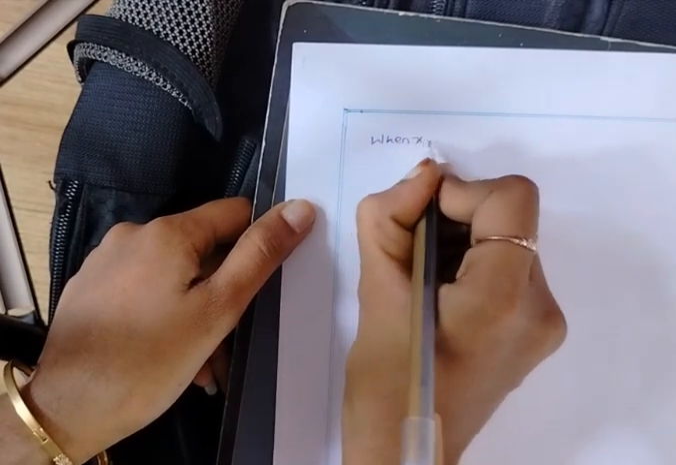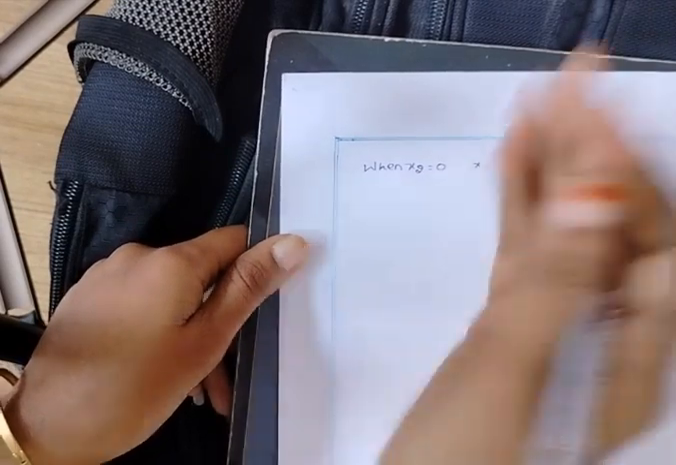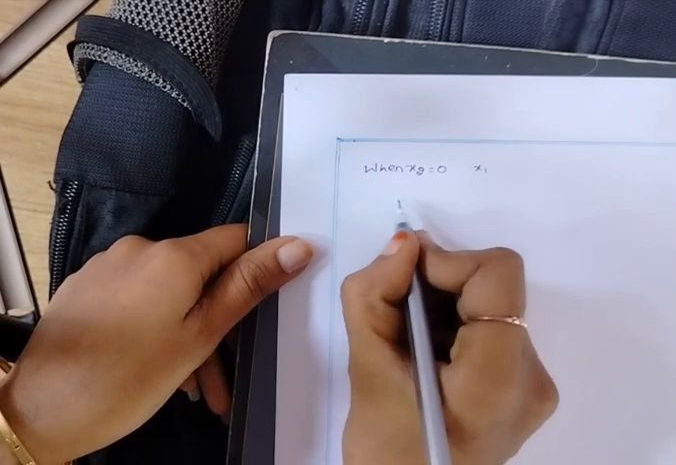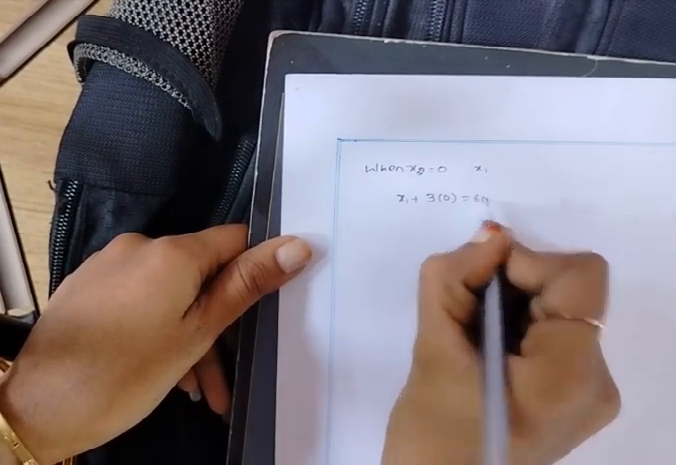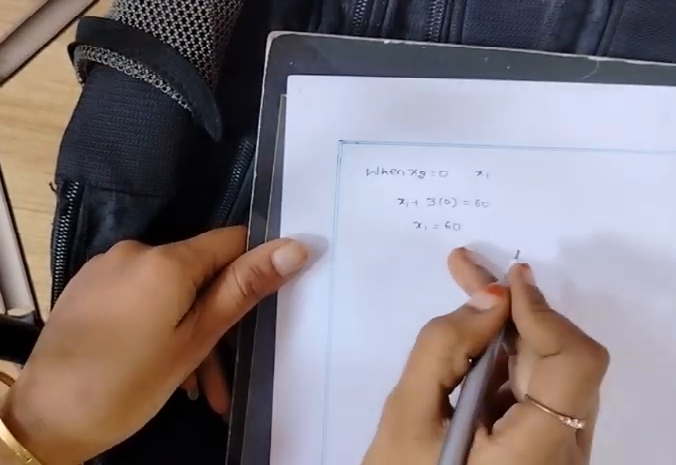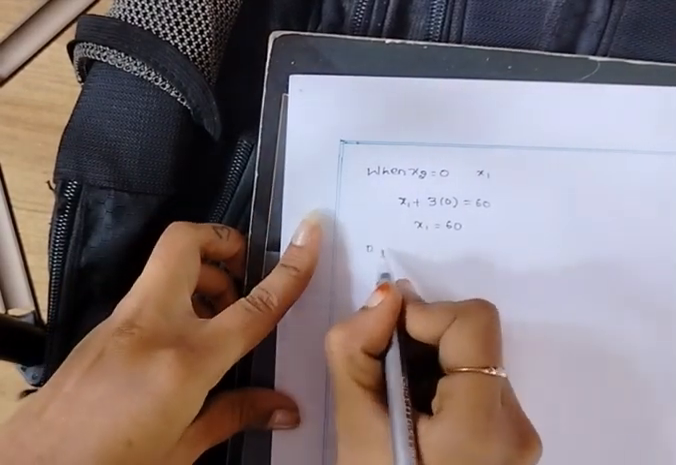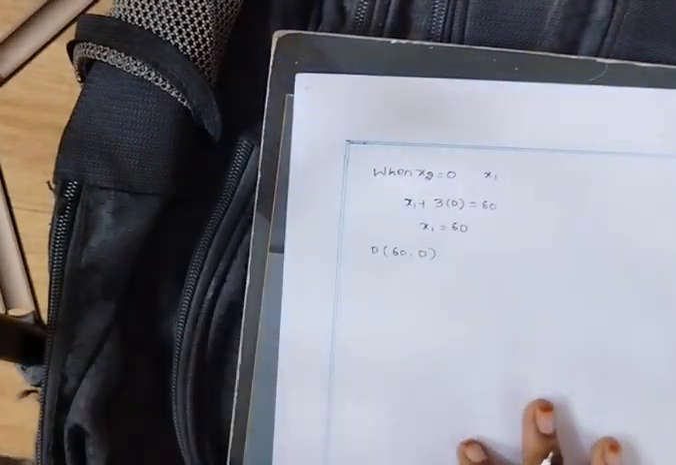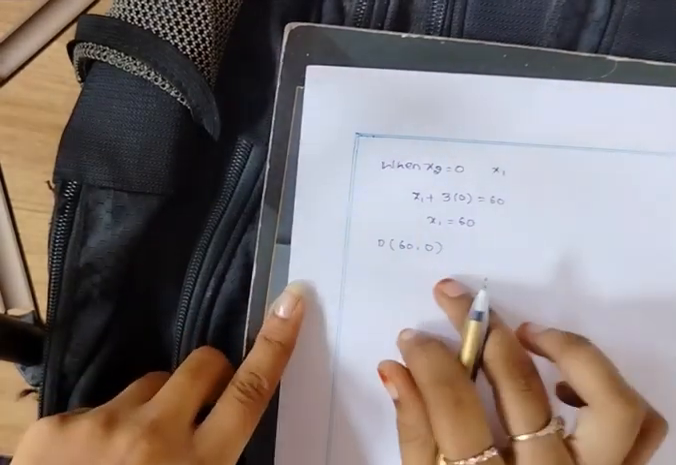When x2 is equal to 0, what is the value for x1? We substitute these points in equation 2. x1 plus 3 into 0 is equal to 60. x1 is equal to 60. We have only x1 points. So the D point is 60, 0. So we draw the line. So we draw the graph.